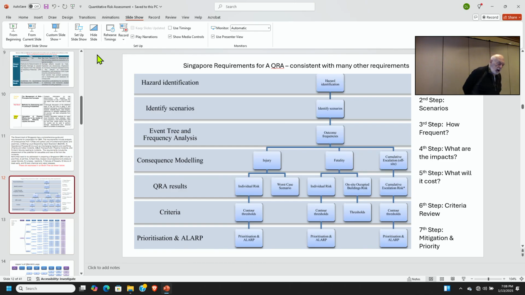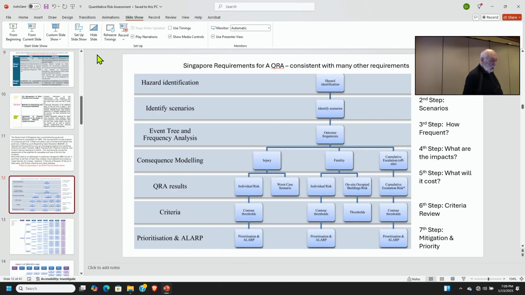All right, then you prepare an event tree, and the frequency analysis. So we'll come to that in a minute. Then you do consequence modeling. And for that, you're doing modeling for injury, fatality, and cumulative escalation.